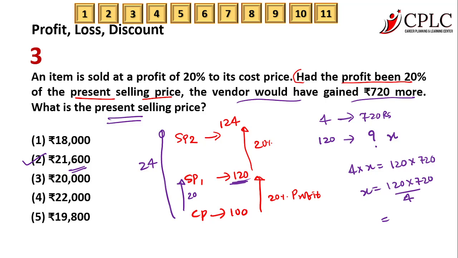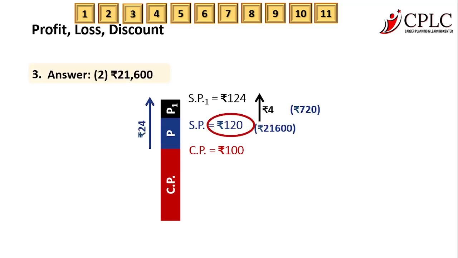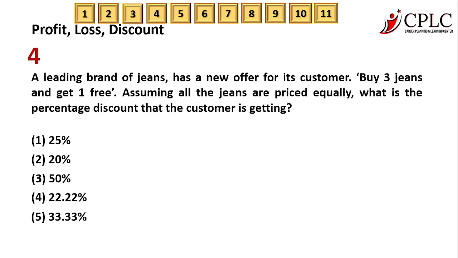So that's your third question. Let's talk about the fourth one, which says a leading brand of jeans has a new offer for its customer: buy 3 jeans and get one free. Assuming all the jeans are priced equally, what is the percentage discount that the customer is getting? Now, how do we solve this question? So, we can simply say after reading this that it is the case of number of freebies. Buy these many, get these many free, etc.